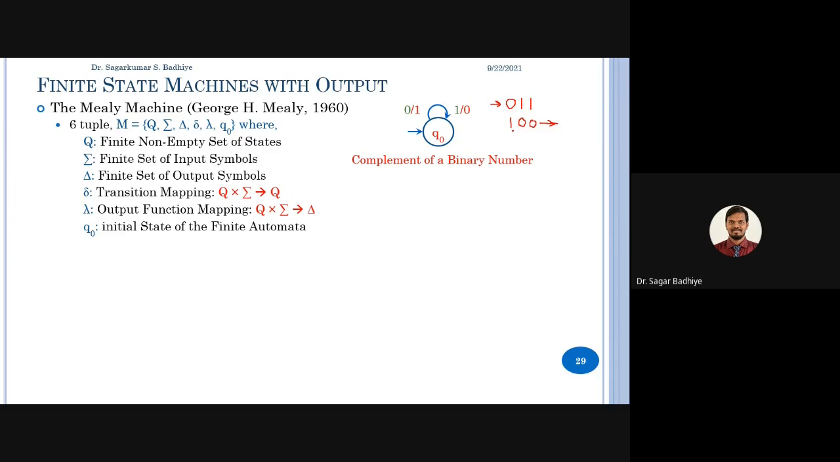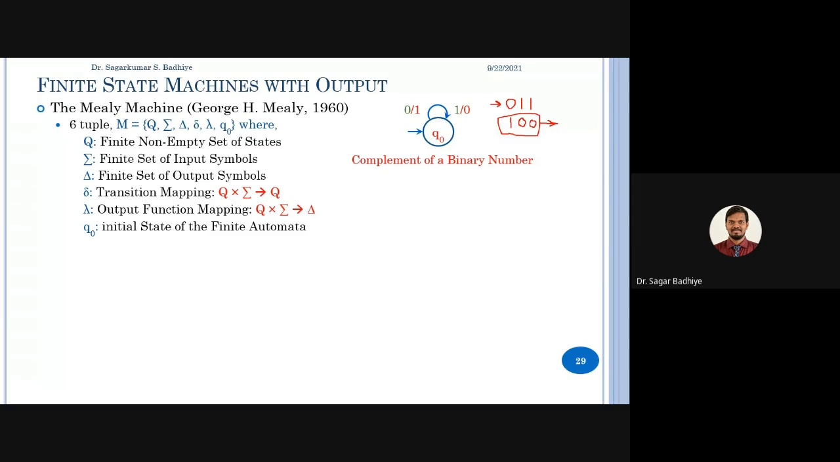So if I have given this input to the machine, it has produced this particular output, which was the required one. Now you can check the machine for any other binary input, and the output produced is nothing but the complement of the input. So this is a simple Mealy machine which is used to compute the complement of a binary number.